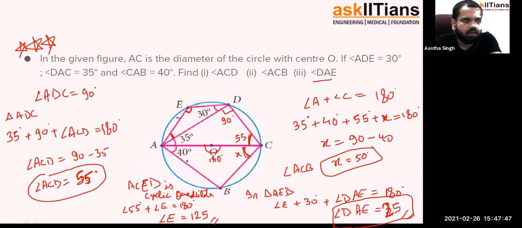Just look at the solution. Let me summarize. Okay, so you know that this angle will be 90 degrees. If angle D is 90 degrees, you got the value of 55, right? And you know 35 plus 40 will be equal to 55 plus your angle x. You got the value of x, right? And AEDC is a cyclic quadrilateral, so angle E and angle 55 will be equal to 180. Your angle E will be 125 degrees. Then by the angle sum property of a triangle, 125 plus 30 plus angle DAE will be equal to 180 degrees. Hence, the value of DAE is 25. This question is very much important, guys. Okay, I think the concept is very much clear to you, right?